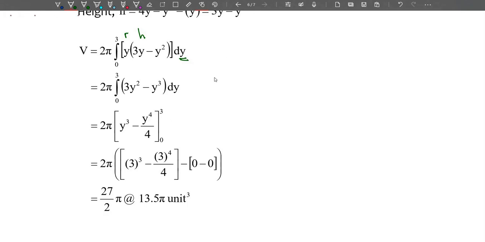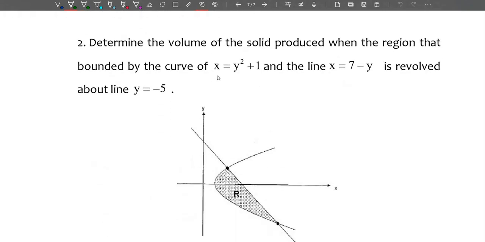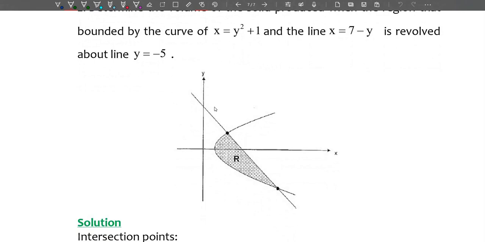Next, we have this example. Determine the volume of the solid produced when the region bounded by the curve x equal to y squared plus 1 and the line x equal to 7 minus y is revolved about the line y equal to negative 1.